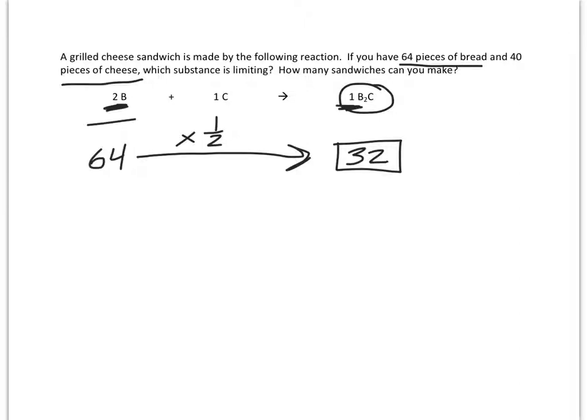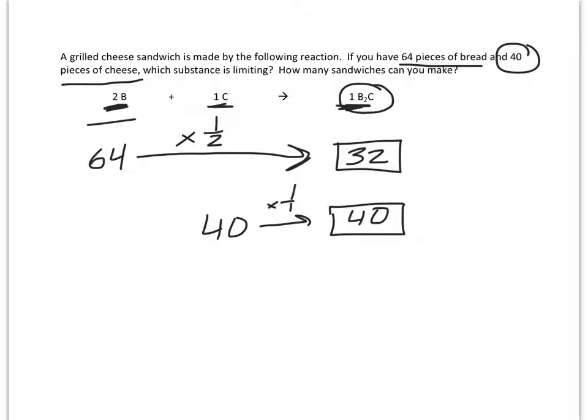Not a surprise. Now what about 40 pieces of cheese? So under cheese, I'm going to write 40. And I want to bring this over and say how many sandwiches can I make with 40 pieces of cheese? So 1 piece of cheese can make 1 sandwich, so 1 over 1. So 40 pieces of cheese can make 40 sandwiches.